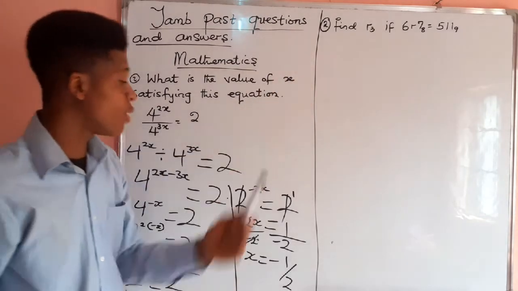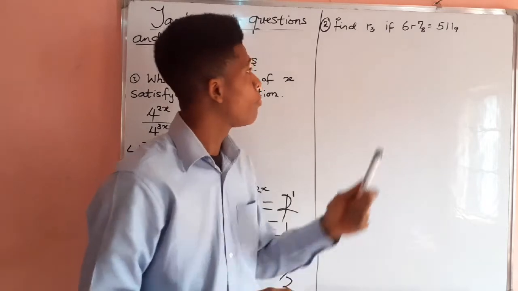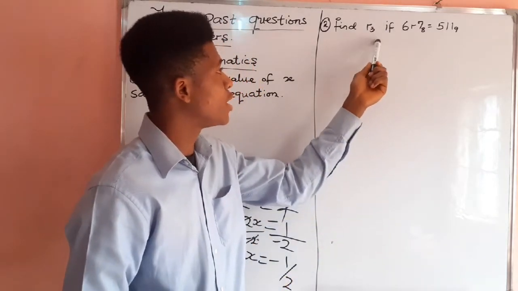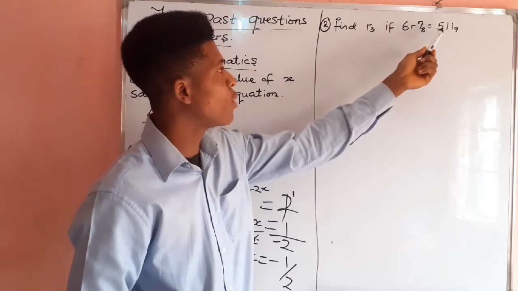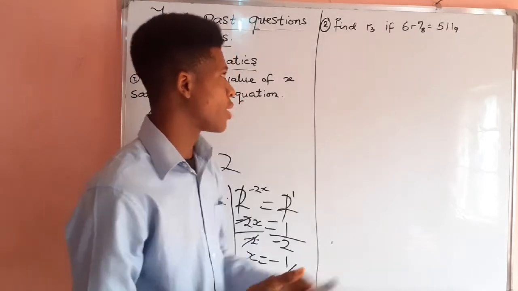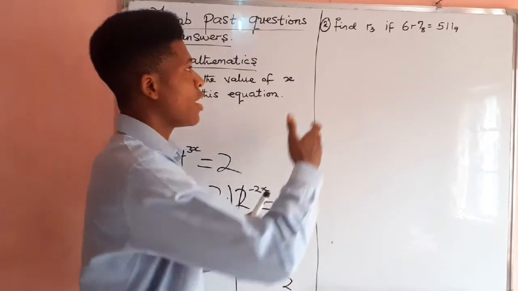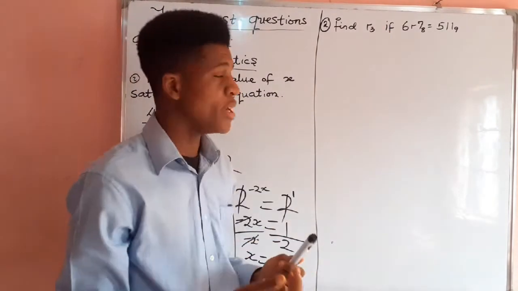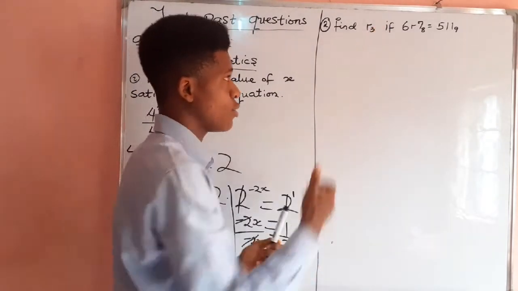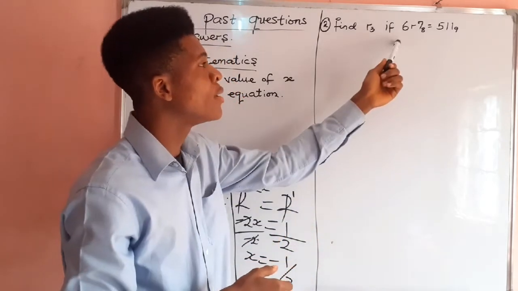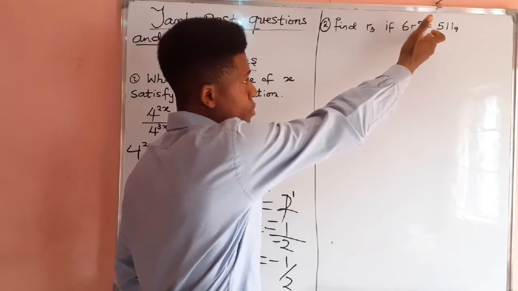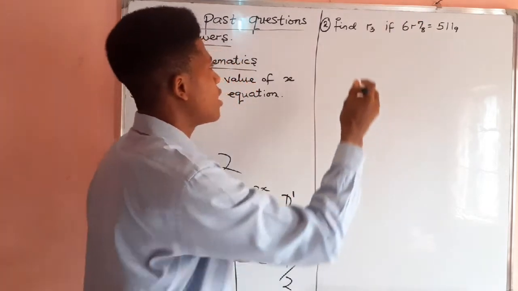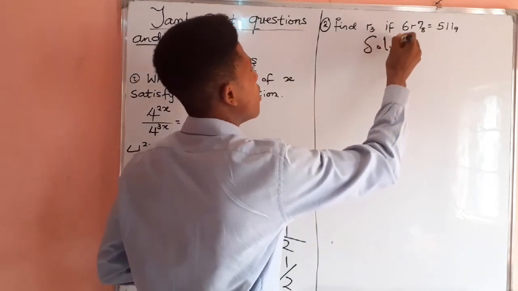Okay, let's move over to the next question. Find r base 3 if 6r7 base 8 is equals to 511 base 9. Of course, we know we have to convert to base 10 if we are to find r to base 3. And if we are converting to base 10, you multiply the numbers with the base, and then let's be more practical about this.